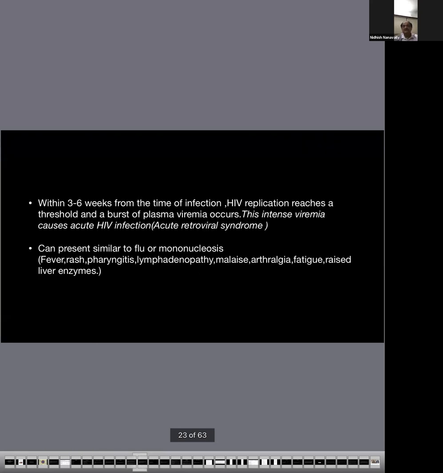Within 3 to 6 weeks from the time of infection, HIV replication reaches a threshold and a burst of plasma viremia occurs. And this intense viremia causes acute HIV infection or acute retroviral syndrome. The patient can present with symptoms similar to flu or mononucleosis, like fever, rash, pharyngitis, lymphadenopathy, malaise, arthralgia, fatigue, and raised liver enzymes.